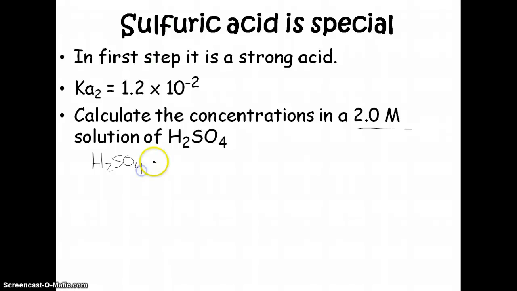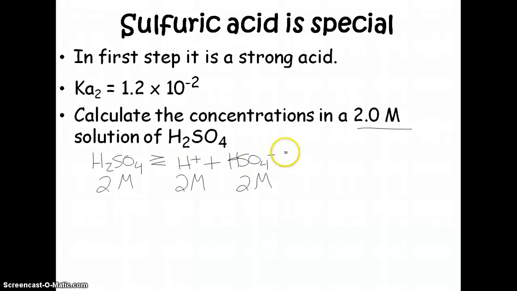first you'd have the H2SO4, and this is the first hydrogen it's losing. So it's going to be a strong step. So that means that if we started with 2 molar of the acid, it would form 2 molar of the hydrogen ion and 2 molar of the hydrogen sulfate ion here. Okay. All right. Now, that's the first step. Now we need to look at the second step.